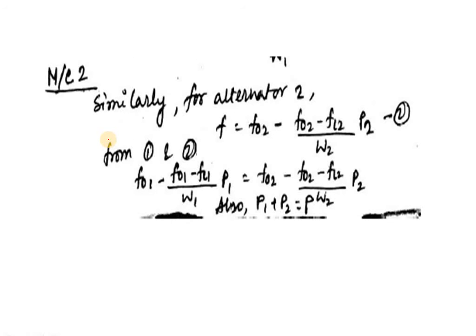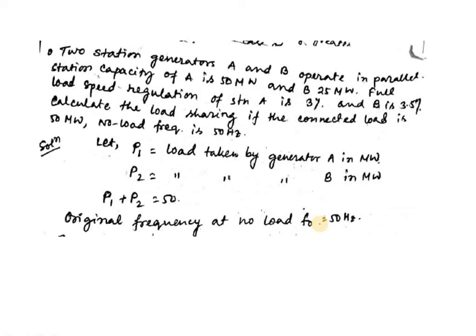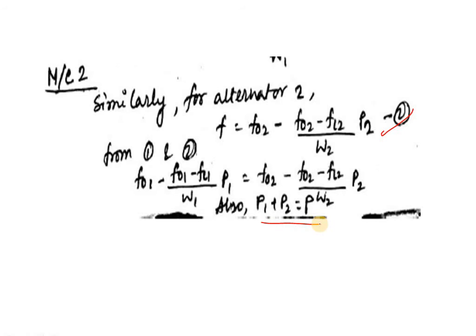Now in a similar way we can calculate for alternator 2, and we get that the operating frequency for alternator 2 is F02 minus (F02 minus FL2) divided by W2 into P2. By comparing the two, and using P1 plus P2 equals P, from these relations we can easily calculate how much power will be shared by each alternator.